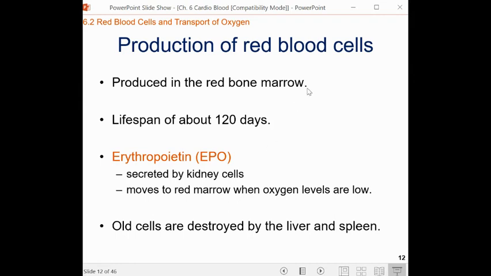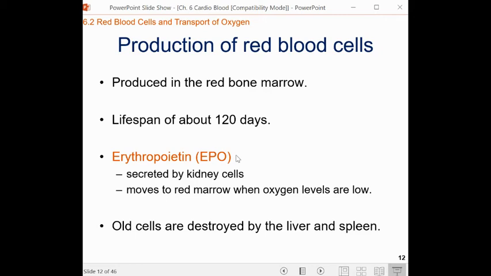The red blood cells are produced in your bone marrow. They last about 120 days, and the hormone that helps produce this is erythropoietin. That's what I was talking about with the athletes. It's secreted by the kidney cells, and it moves to the red marrow. And primarily what happens is if your blood oxygen levels are too low, then your kidneys recognize that, secrete erythropoietin. That makes it to the red marrow through the bloodstream, and it causes you to produce more red blood cells.